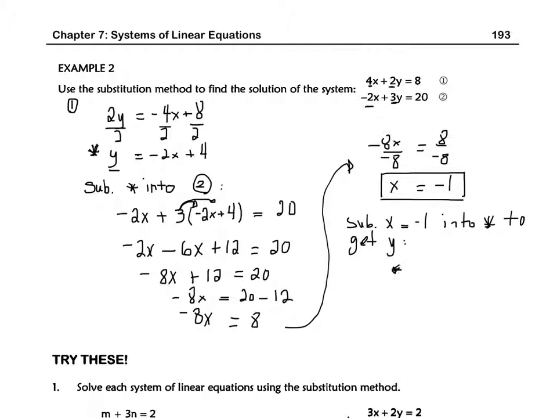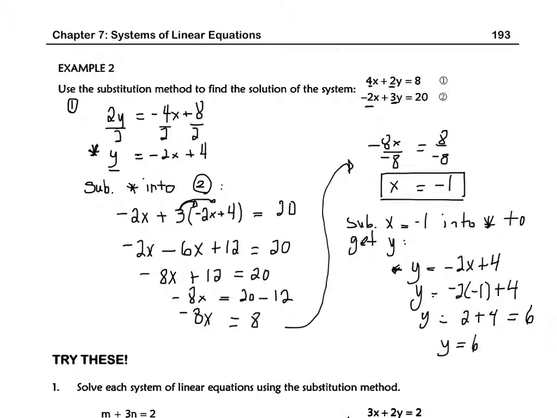So our star says that y equals negative 2x plus 4, and we just found that x was negative 1. So that gives you 2 plus 4 is 6, so y equals 6. And again, you can just go back and plug in. We don't have a whole lot of room to write, but we can just plug it in and do it in our head.